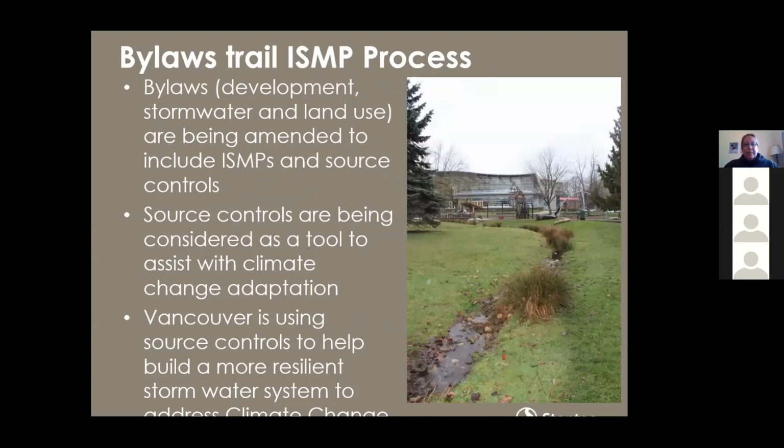So BC has taken the approach of getting all the guidance and all the regulatory framework in place, but the municipal bylaws are still trailing that integrated stormwater management process. So bylaws around development, stormwater, and land use are now being amended to include the ISMPs and source controls. Source controls are also considered a tool to assist with climate change adaptation. And as I said, Vancouver is using source controls to help build a more resilient stormwater system.